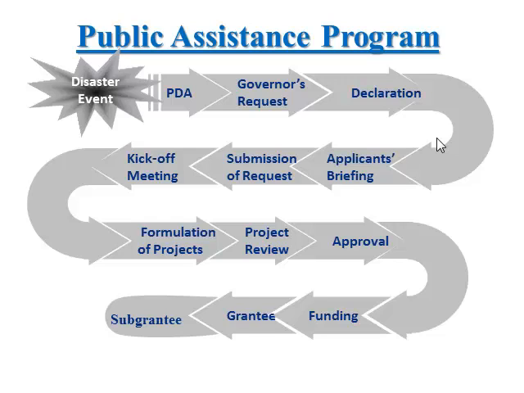If the president declares a major disaster, the applicant will go into an applicant briefing in which they'll get assigned a state public assistance coordinator, and then the applicant will have to submit a request to participate in the program. Then there's a kickoff meeting, and then the applicant will work with FEMA and the state officials to formulate their projects into PWs, which are project worksheets. Then the project worksheets will go to review, and then there is an approval, and then the funding will trickle down from the grantee to the subgrantee.